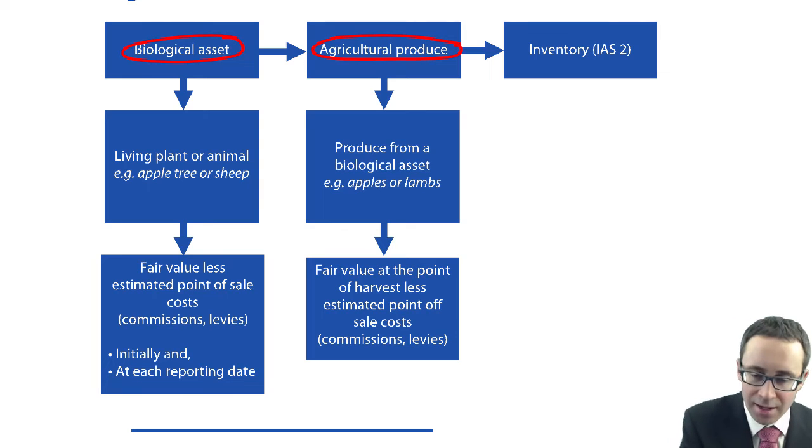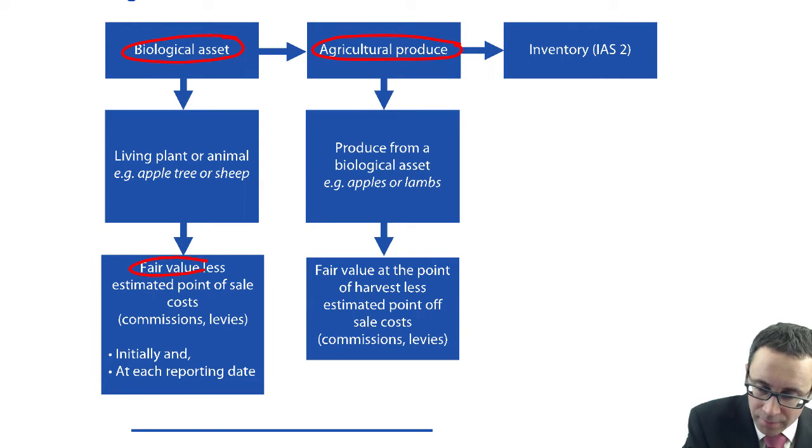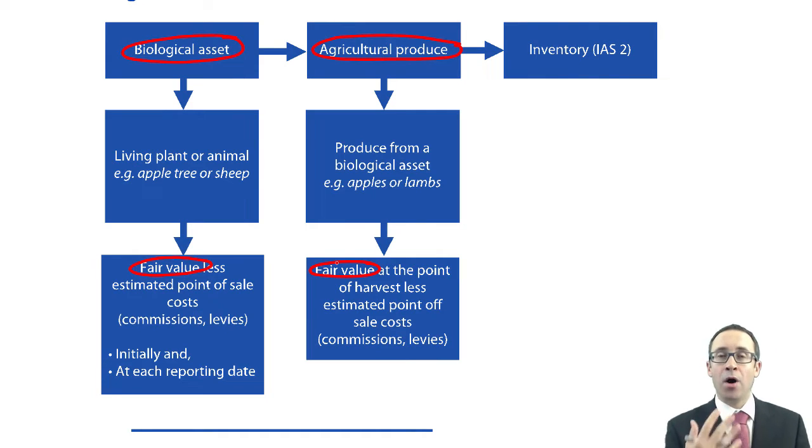Okay. Key bits that we've got there are in terms of looking at the measurement. Again, as we said, everything is based upon your fair value. Okay, and both biological assets and agricultural produce are measured at fair value. Both of them as well deduct your estimated point of sale costs, so commissions that you may pay to the broker for the sale, or levies that may be charged by the local agricultural authority. They are deducted from the fair value.